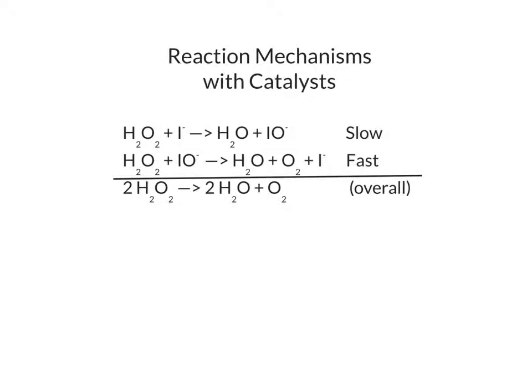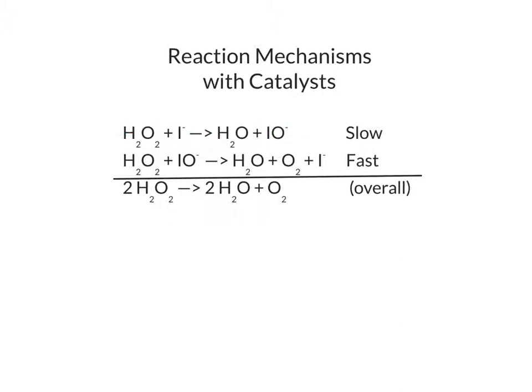Let's take a look at the mechanism that's proposed for the decomposition of hydrogen peroxide to form water and oxygen. This reaction happens very slowly overall and can be sped up by adding iodide to the reaction. When iodide is added, the mechanism that has been proposed is that a peroxide combines with an iodide to form water and iodate, and that reaction is fairly slow.